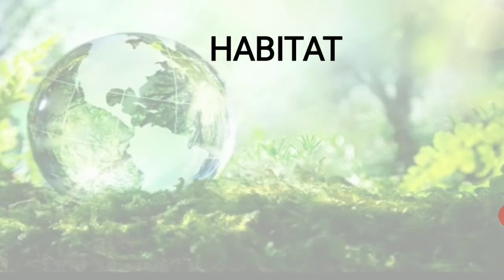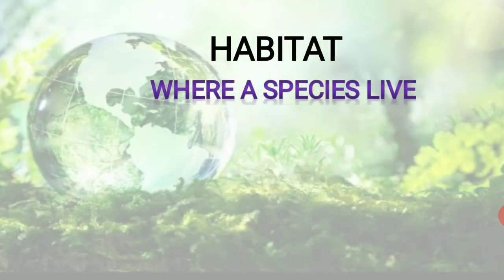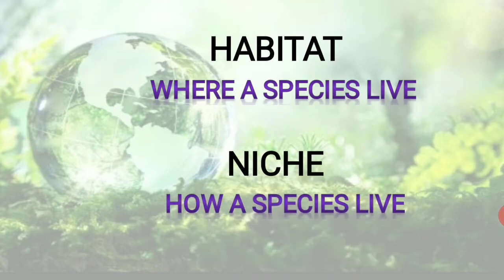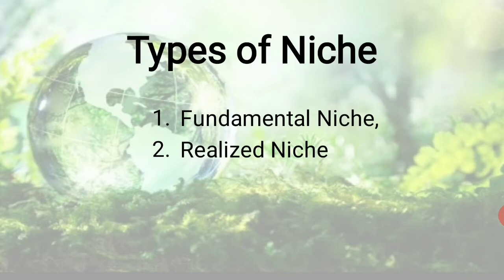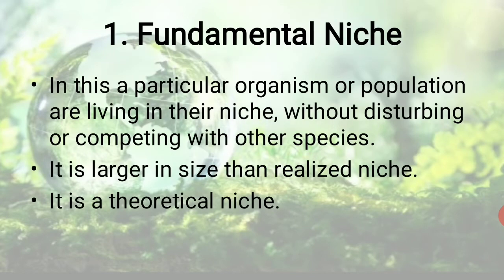So now I can say habitat is where a species lives and niche is how a species lives. Clear? So now niche can be classified into two types: fundamental niche and realized niche. So let's see what is fundamental niche.